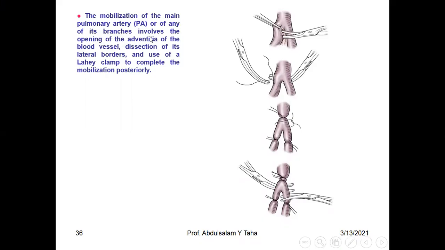Dissection of the pulmonary artery or of any of its branches involves the opening of the adventitia of the blood vessel, dissection of its lateral borders, and use of a Leahy clamp to complete the mobilization posteriorly.